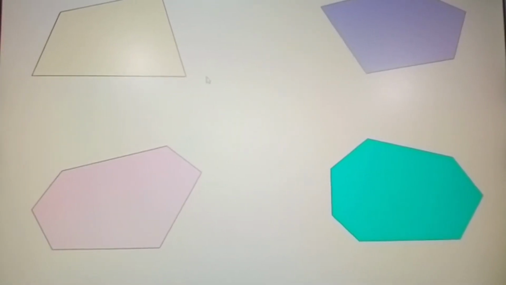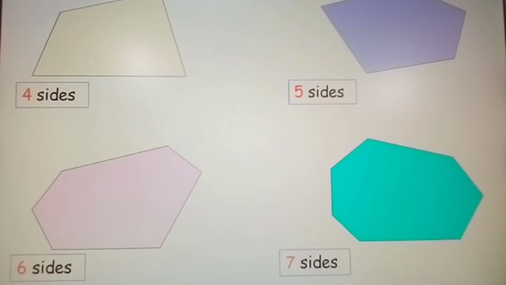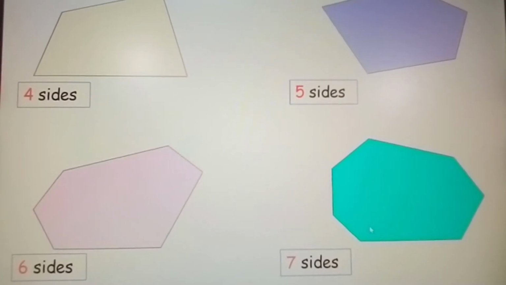Now what we need to look at is the angles that these polygons make up, and how many degrees there are in each when the angles are added together. So we have 4 sides, 5 sides, 6 sides, and 7 sides, which we just previously mentioned.